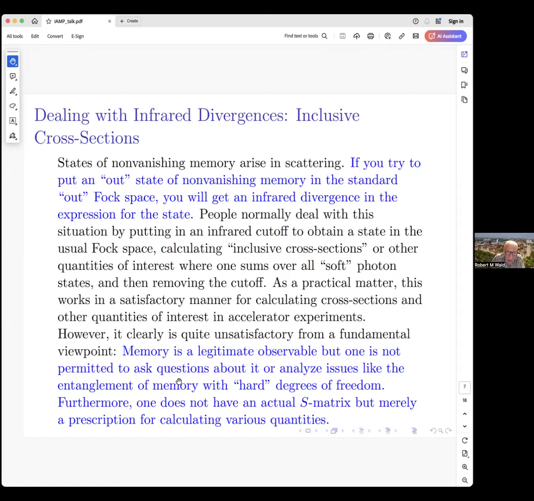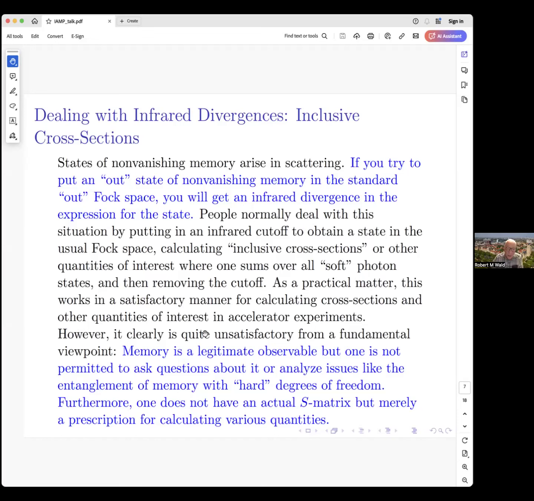Even more importantly, though, there's going to be entanglement, and I'll be talking about that in much of the rest of the talk, of these soft photons or gravitons or whatever. Even if you're not interested in them themselves, they are going to entangle with the hard degrees of freedom that you are interested in. And one might want to understand what's going on with respect to that entanglement and decoherence.